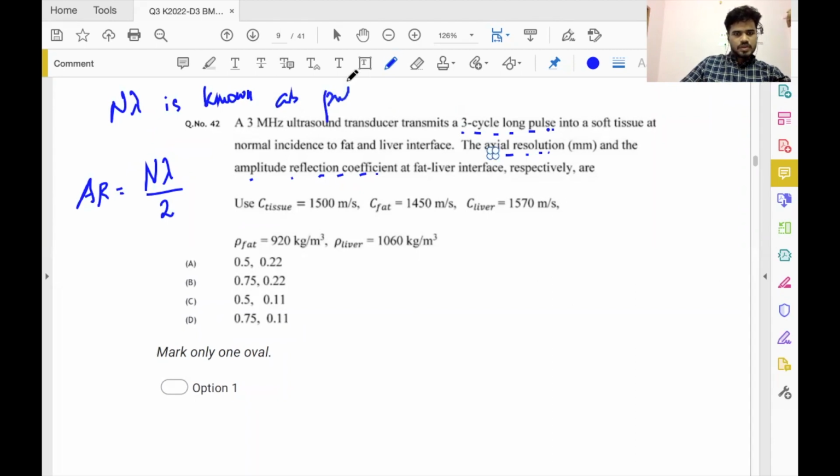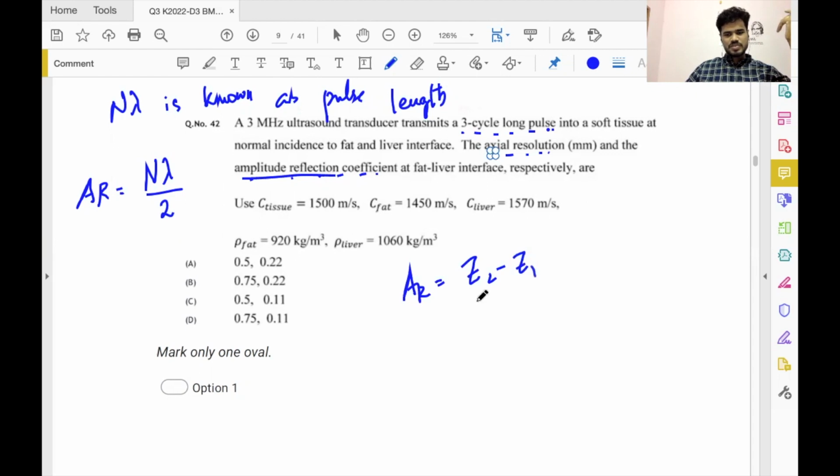And then the amplitude reflection coefficient is one of the easiest things. This is AR, let's say amplitude reflection coefficient, which is (Z2 minus Z1) by (Z2 plus Z1). And what is Z? Z is the impedance, which is rho C. So rho and C, density and speed, are given over here. Very, very basic question. But yeah, 0.75, 0.2.